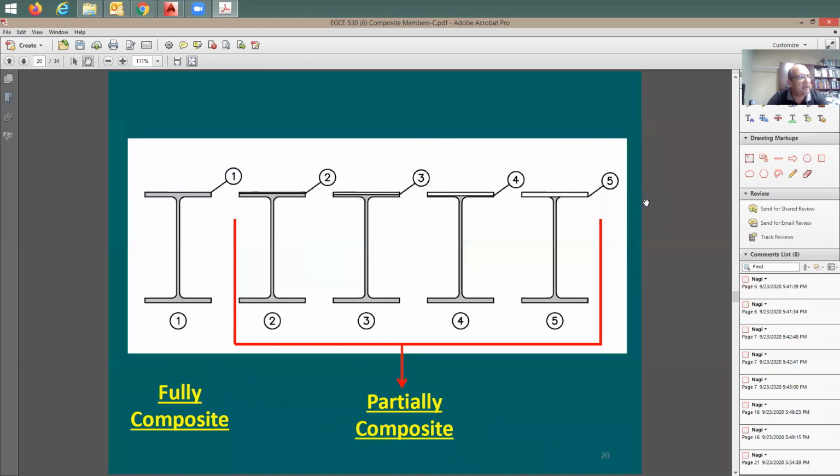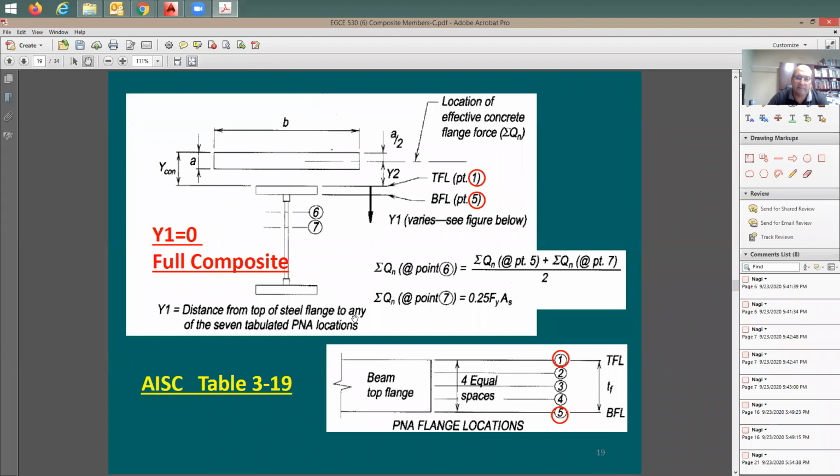So I'm going to go back here one slide, a couple of slides, to look at the table because we'd like to understand how it works. In this table, you have a few variables. The first one here is called y sub 1. You see this y sub 1? It starts here to be 0. So the 0 point is going to be here, which is 0.1, top flange. Point number 5 is going to be the bottom flange. This is now the location of the neutral axis. So if you'd like to get the full composite, you put your neutral axis right here at this location. So neutral axis location is going to be right on the top for full composite action.